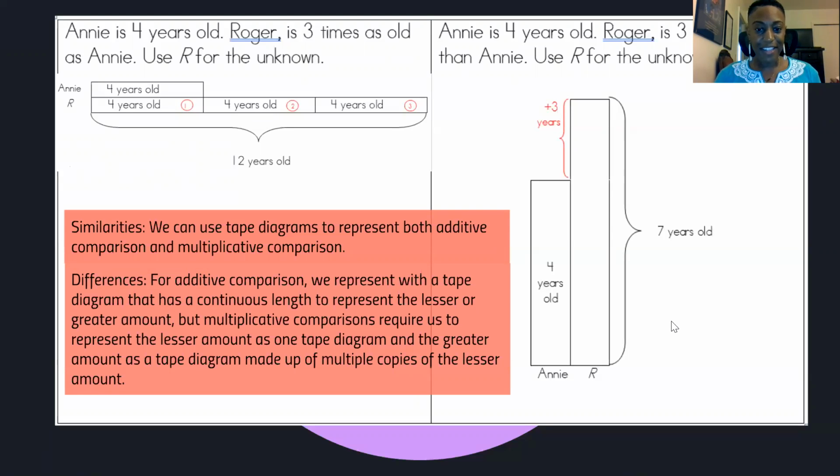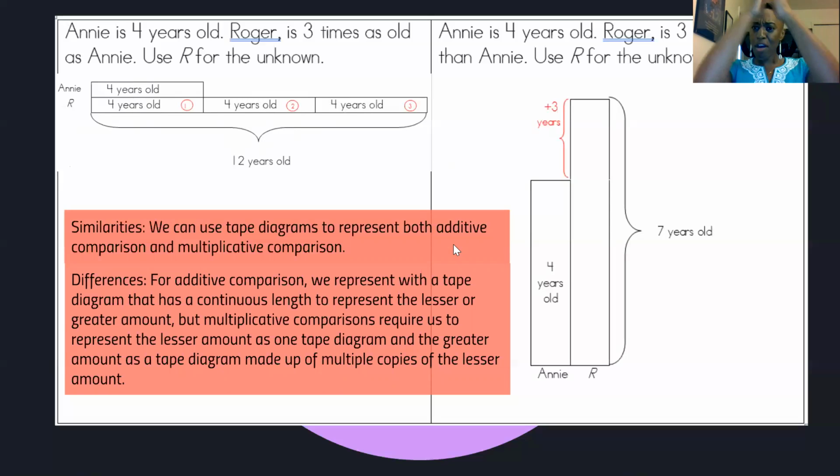For additive comparison, we represent with a tape diagram that has a continuous length to represent the lesser amount or the greater amount. But multiplicative comparison requires us to represent the lesser amount, we see it here, as one tape diagram, and then the greater amount as a tape diagram that's made up of multiple copies of the lesser amount. And you can see that in how I tried to keep them the same size and show that they were representing the same amount.